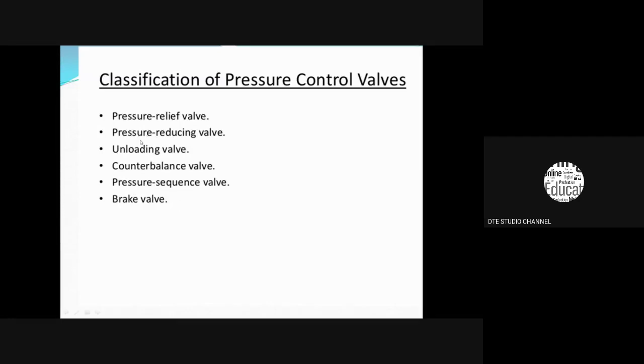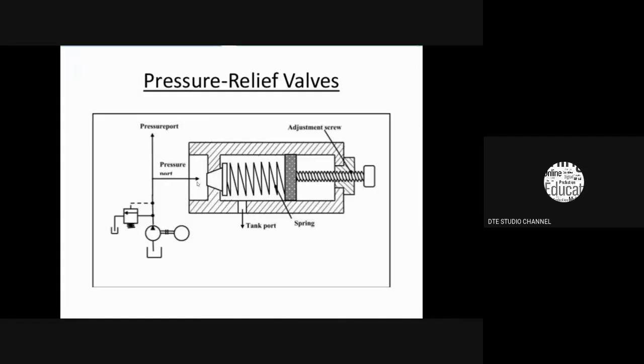pilot operated pressure relief valve. You have 4 types of valves in your syllabus: pressure relief valve, pressure reducing valve, pilot operated pressure relief valve, and sequence valve. Now, first type of pressure control valve is pressure relief valve.